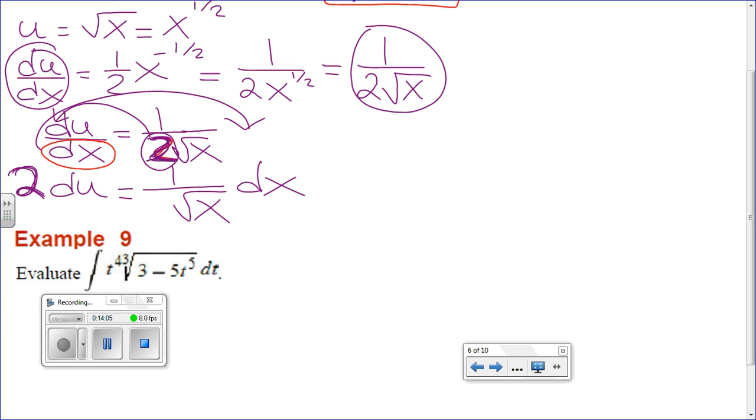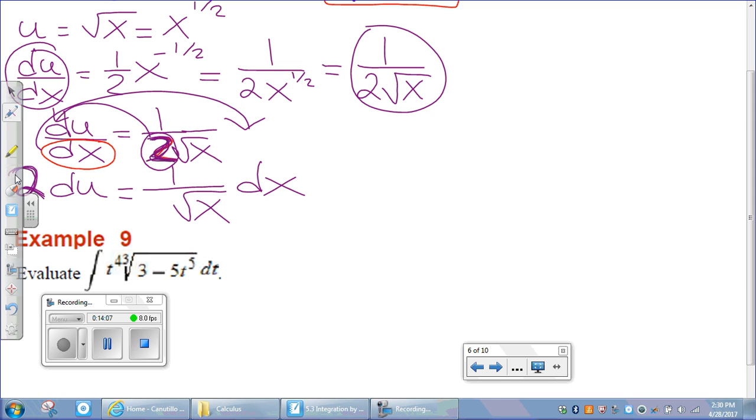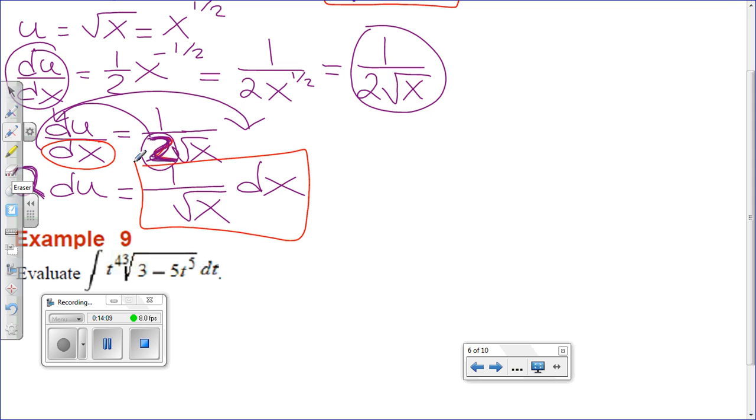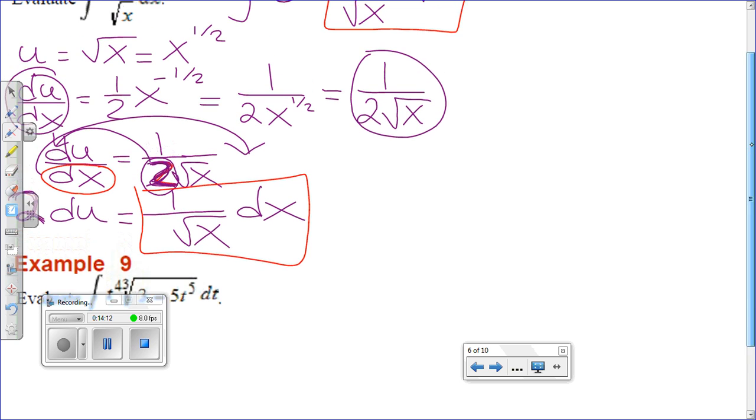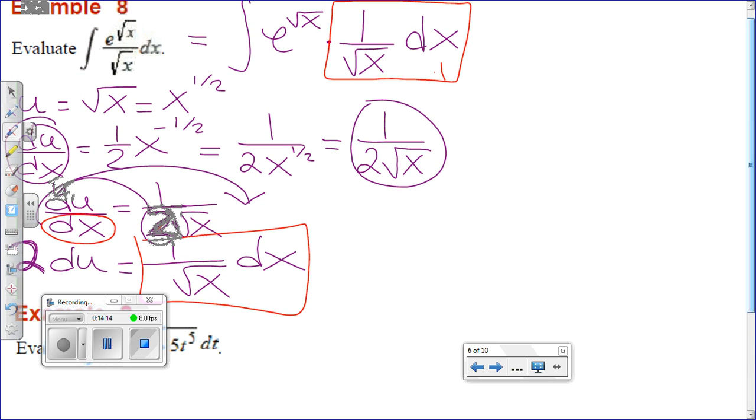Why did I do that? Because that's what I need to substitute. This part right here, you guys see, that's what I need here.